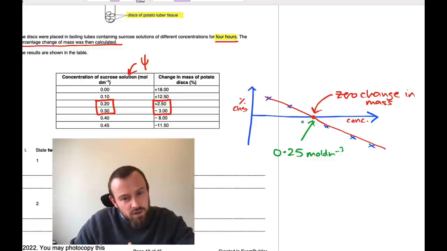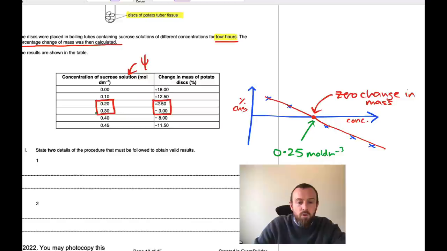There is another way you could do this. If you didn't draw a graph, you just recognize that this is the region you need to look at, and you repeat the experiment with a lot more values. So you try 0.2, then 0.21, 0.22, 0.23, and so on up to 0.30, and you'd find a more accurate reading somewhere in there. But really, I think the graphical method is better. Let's look at the mark scheme for that.